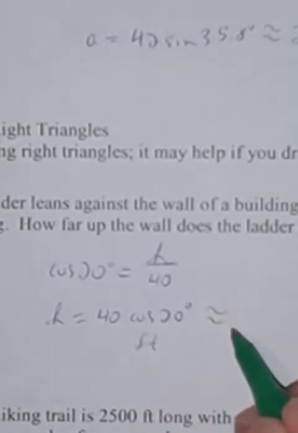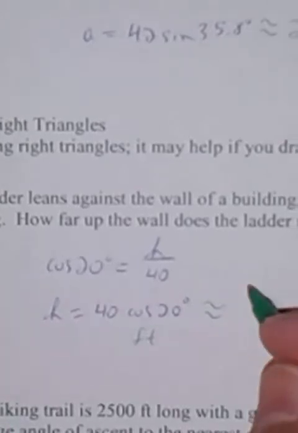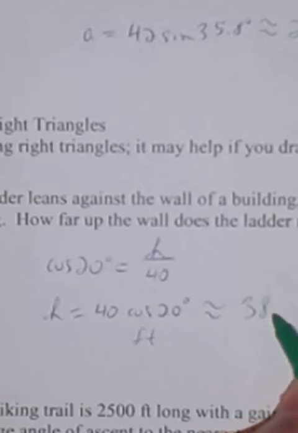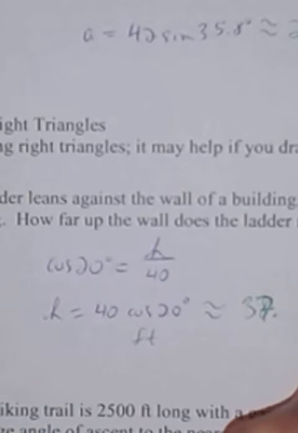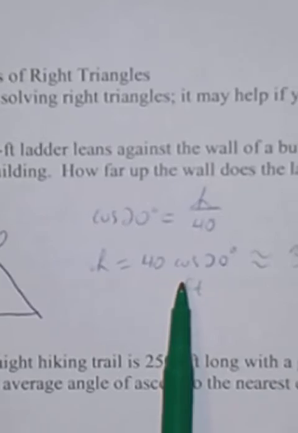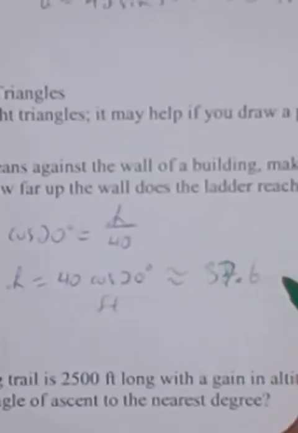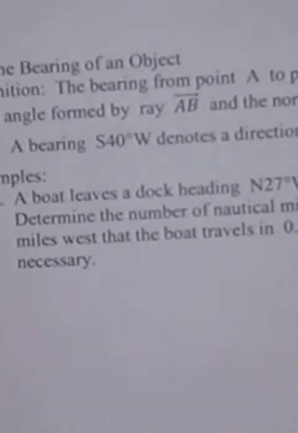And if I need an approximation, I'm just going to punch it into my calculator. So 20 degrees cosine times 40, and I get 37.587. And of course I can round to wherever I'm asked to round. I'm going to say 37.6. Nobody told me where to round, so I'll just round there. And of course, if I'm asked for an exact measurement, it's 40 times the cosine of 20 degrees feet. All right, there's example 2 and example 3, which we will do in class.